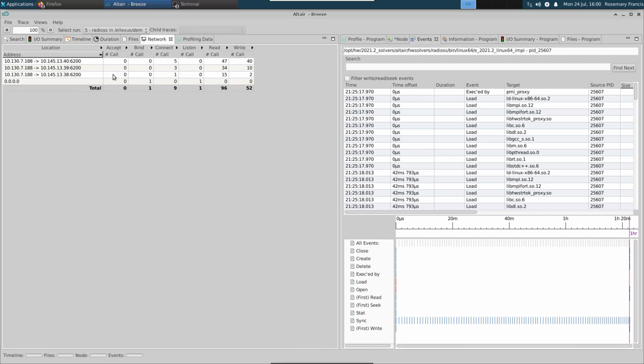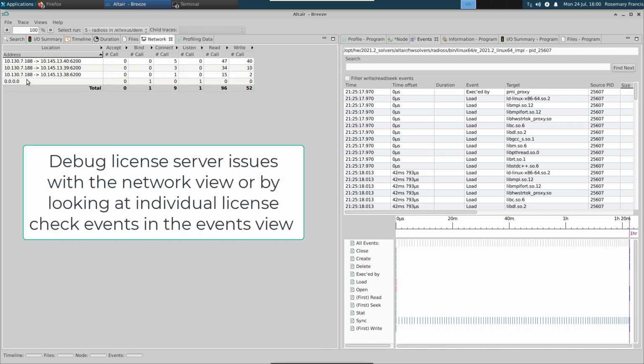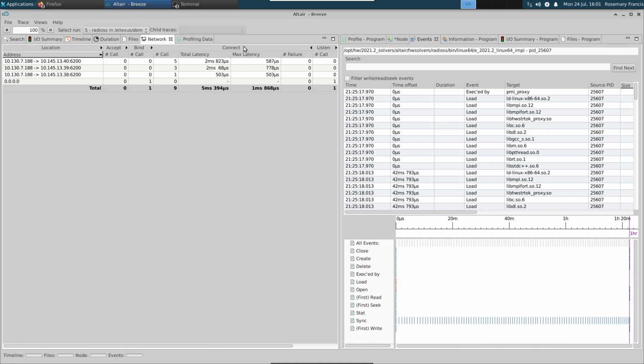You can use the network view to look at any network connections to license servers or object storage. Here you can see our connections to license servers. If the application is taking a long time to connect to the license server, you could see that here. We had a customer who brought their HPC infrastructure to a halt because a license server went down, and the network timeout to connect to that license server was about the same length as the frequency of the license check. And so the application spent their entire time hanging trying to connect to the license server.